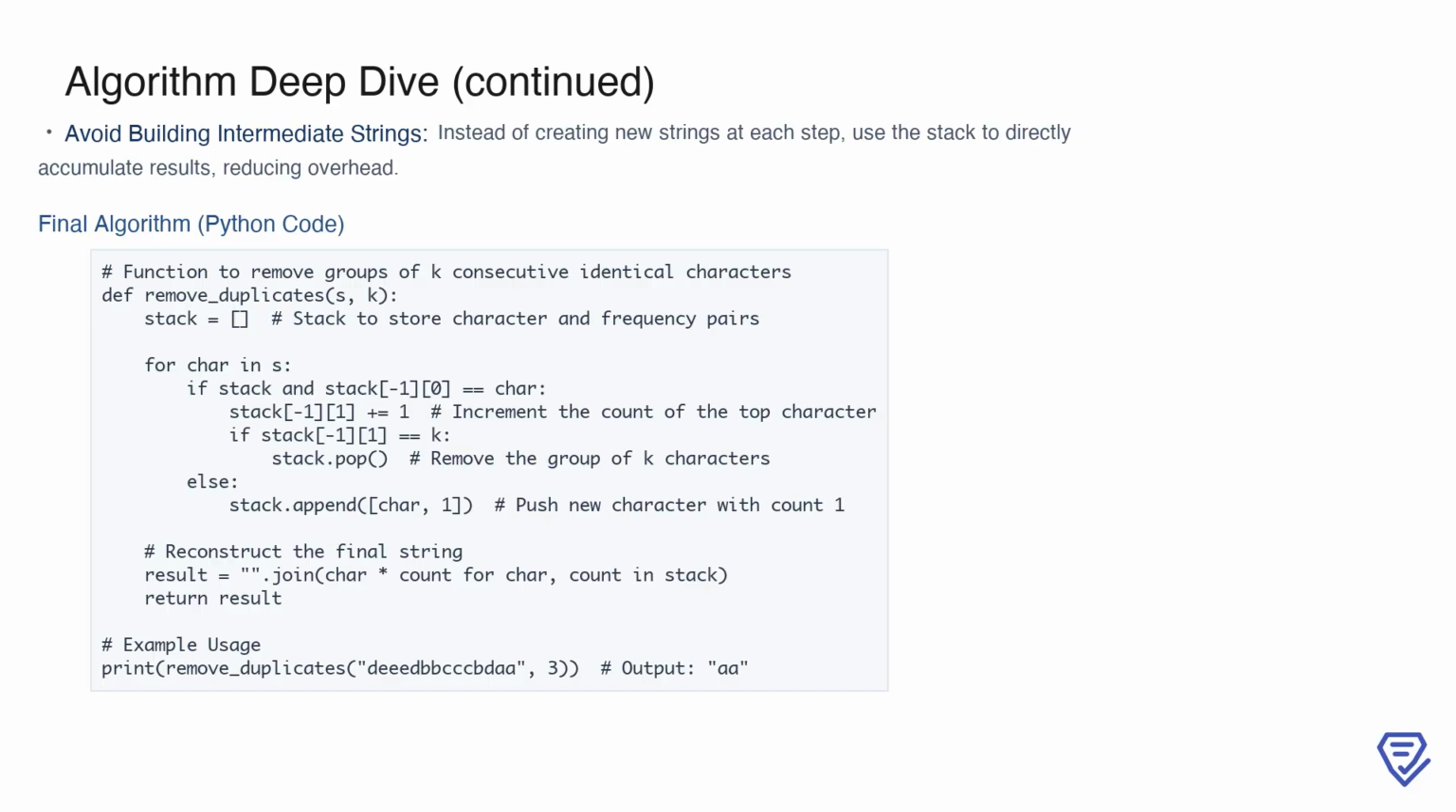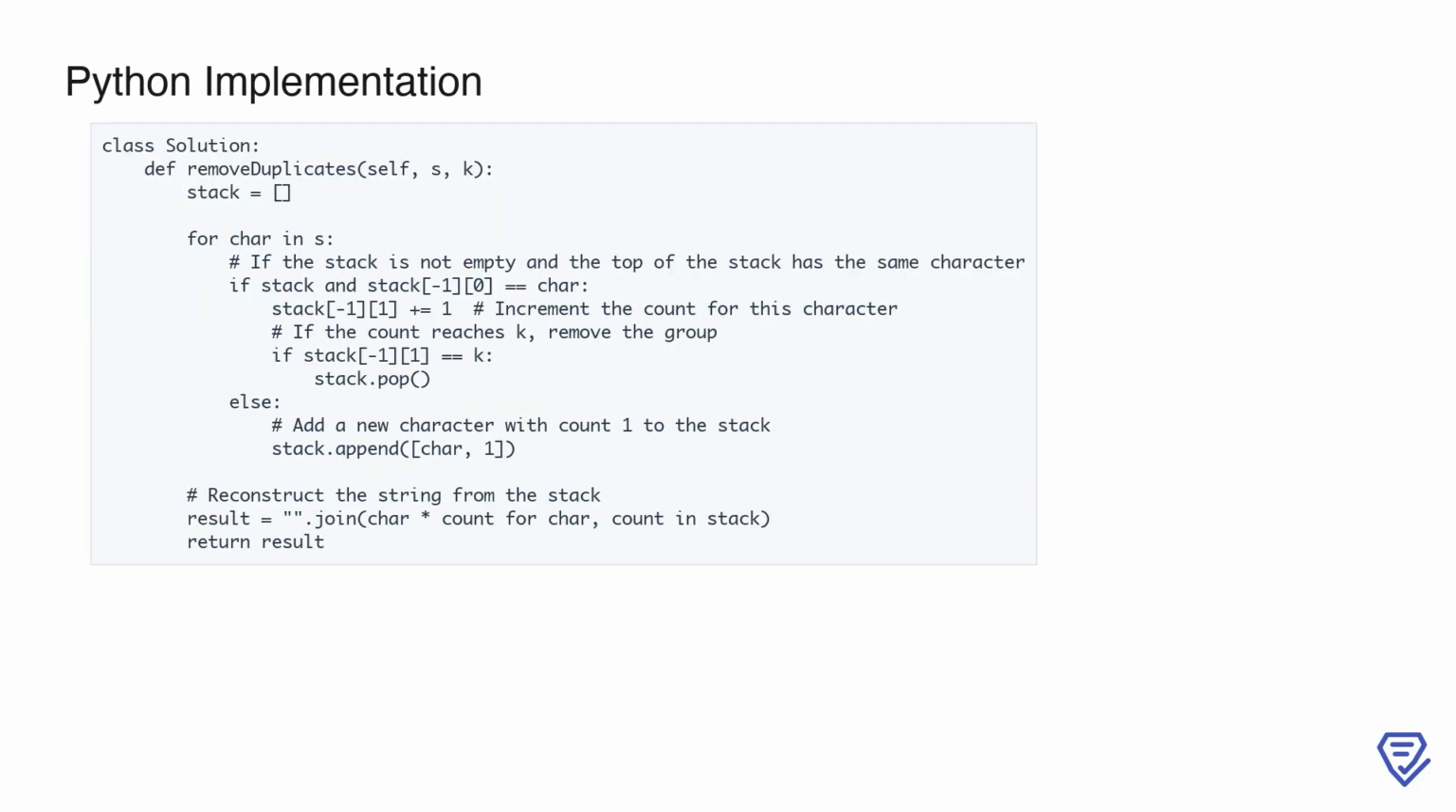For example, given the string deeedbbcccbdaa and k equals 3, the function outputs aa, as all groups of size 3 are removed. This implementation is efficient, clear, and leverages the stack's properties to solve the problem in linear time. The solution uses a stack-based approach to efficiently remove adjacent duplicates in the string until no valid groups remain. The remove duplicates function takes two parameters, s, the input string, and k, the number of consecutive duplicates required to form a removable group.